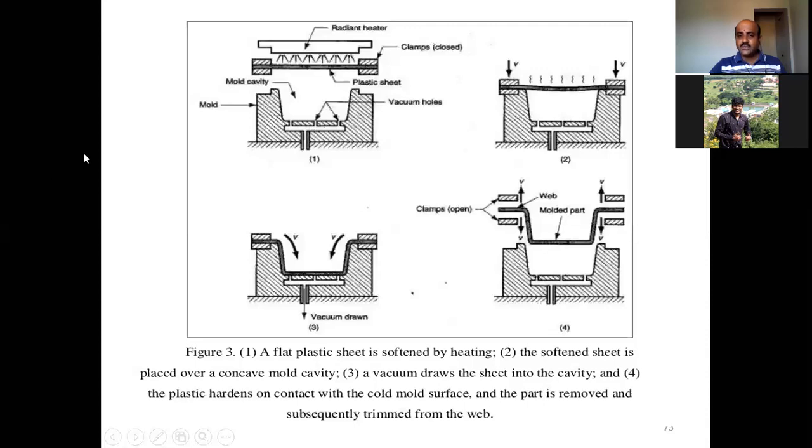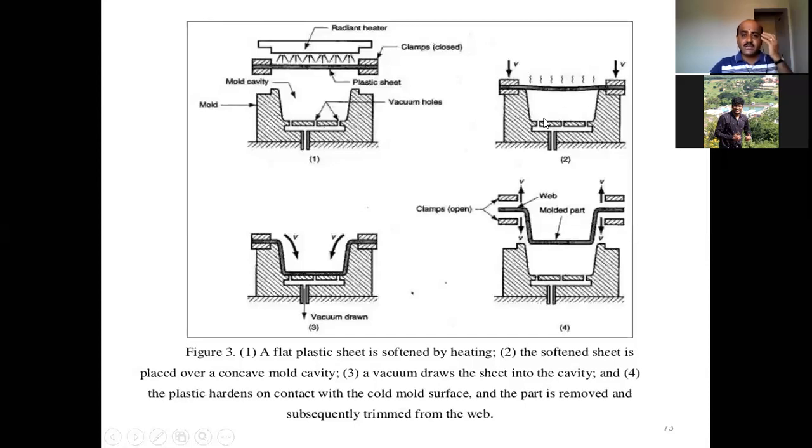This is what we call the first sketch, where the thermoplastic sheet is heated to near its molten state. Then coming to the second step, or the second sketch here, the softened sheet is placed over the concave mold cavity. Look here, see, it has been placed. The hot, softened thermoplastic sheet has been placed over the mold cavity, and this is the diagram we are showing here.